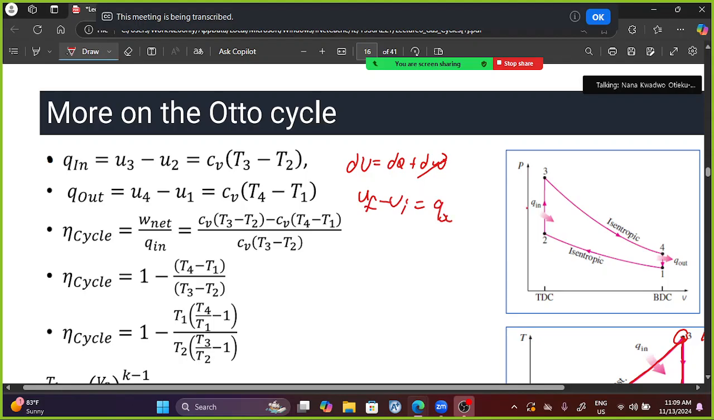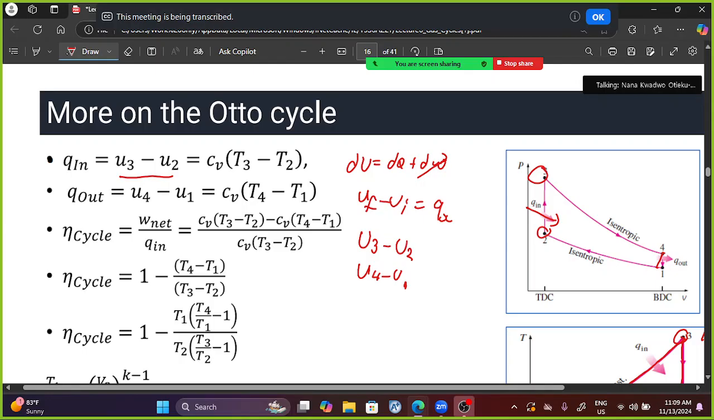So my u final minus my u initial should be equal to the q at that particular location. So if I want to look at the heat coming in here, I was moving from 2 to 3. So it becomes u3 minus u2. So that's what we see here. And if I want to look at the heat being removed, it's from 4 to 1, right? So I'll be having my u4 minus my u1.